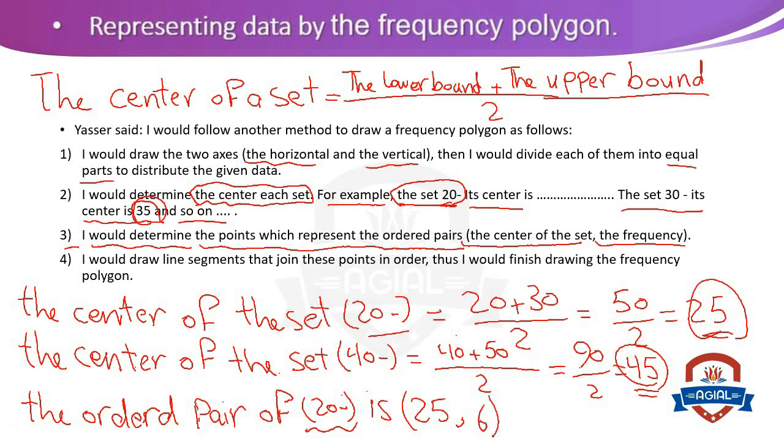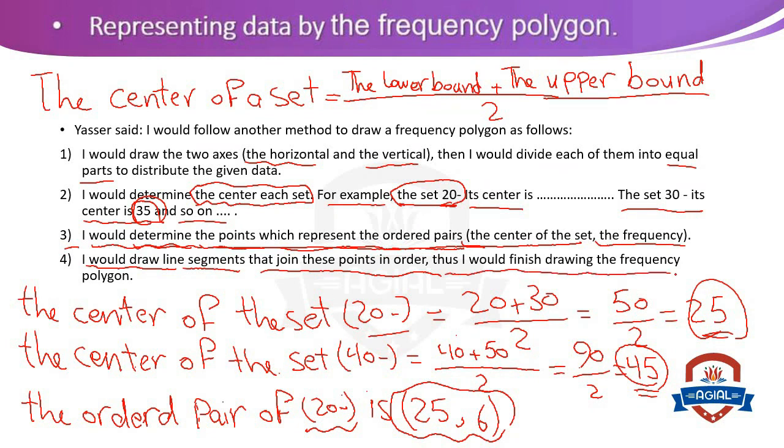So we can find all the ordered pairs of the sets. Then we determine the points which represent the ordered pairs. And in the last step, I would draw line segments that join these points in order.